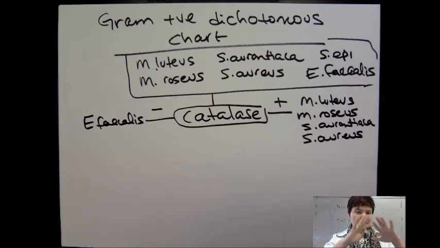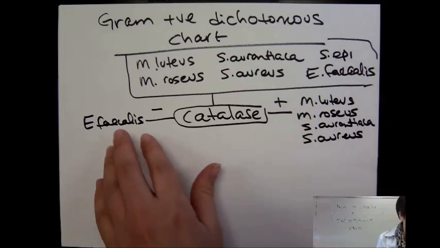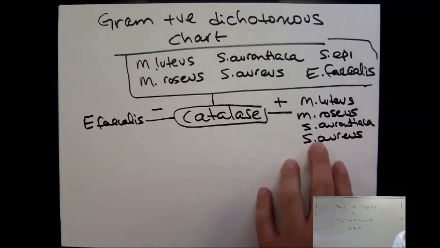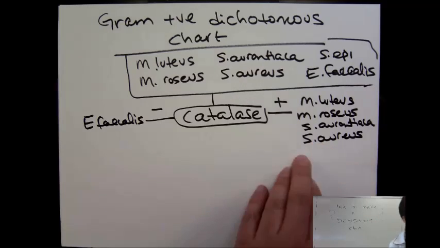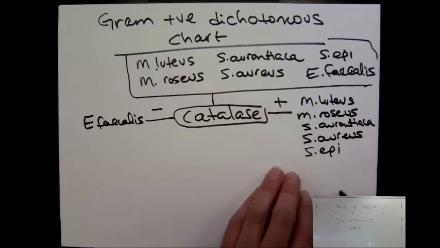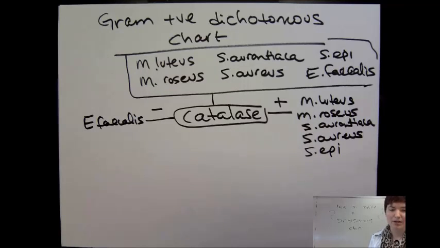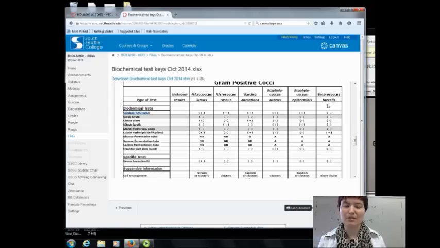Okay, so we have to make a chart that's going to give us options no matter what we have. So we have one way of identifying E. faecalis, but we've got these other 4 to figure out. And I am definitely missing one of them, so let me put him in. Now, if we have to distinguish between M. luteus, M. roseus, S. aurantiaca, and the staphylococci, what could we do?